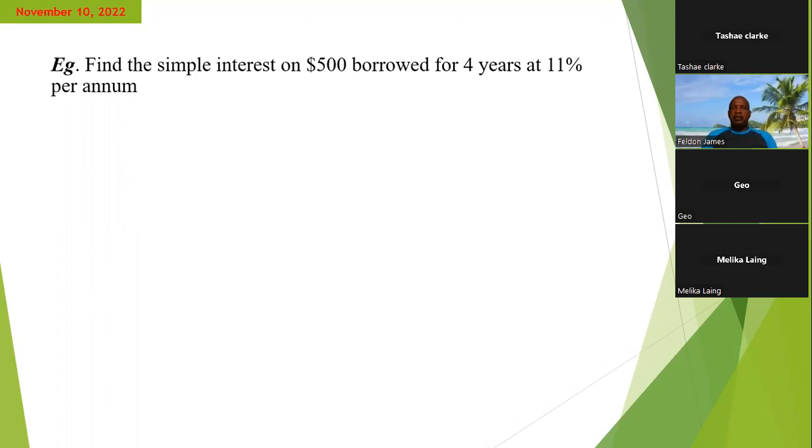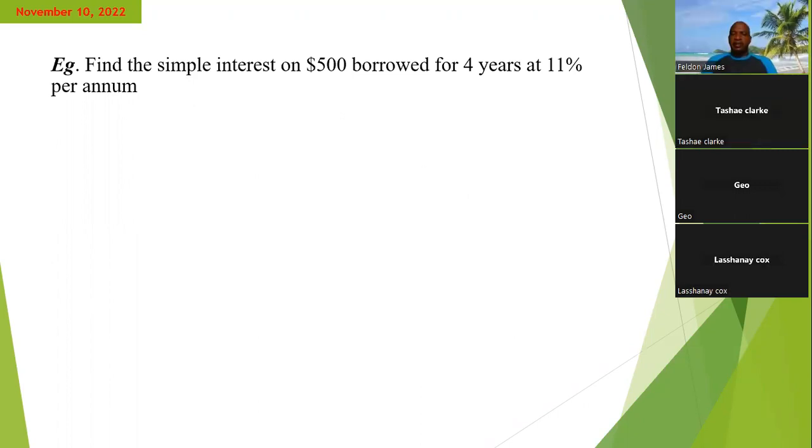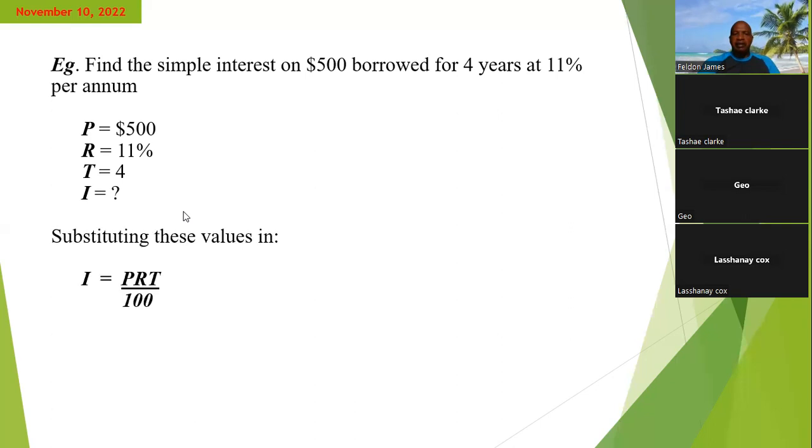Yes. So most times when you're doing these questions, what is good for you to do is to first state the formula that you're going to use and list the values that you get for the different parts of the formula. So here we know the principal is 500, we know the rate is 11%, and the time is 4 years. So now the interest is what we're trying to find, but we're using the simple interest formula. So we now substitute for these values in the formula.